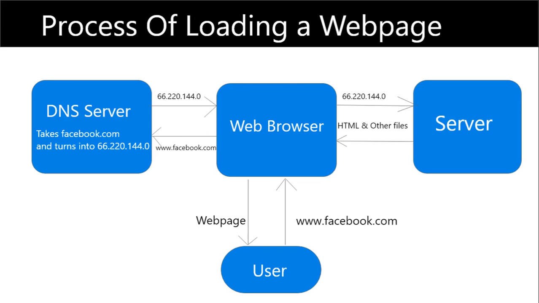Once the web browser gets the IP address, it makes an HTTP request to the server at the IP address of facebook.com, and it returns a response with all the HTML files and whatever files are needed, like CSS files, and if there is an image on that website, whatever files are needed to display it in the web browser.